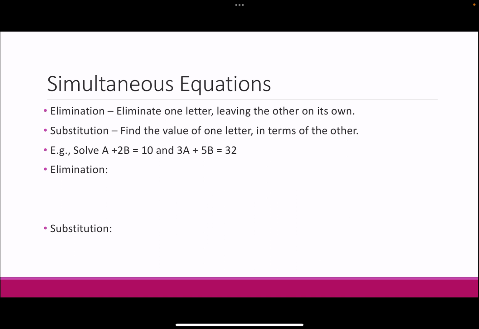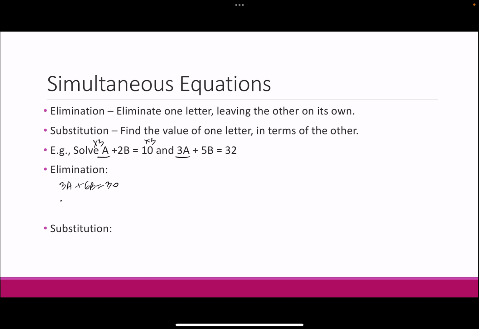So if I want to use elimination, then I want to make the same term in both of the equations and then cancel them out. By term, I don't just mean the letter, I mean the number in front of the letter as well. So if I have 3a here, I would need 3a in the other equation to cancel it out. So what I'm going to try and do is make 3a in this first equation. So what do I do? I multiply both sides by 3. That should give me 3a plus 6b equals 30.